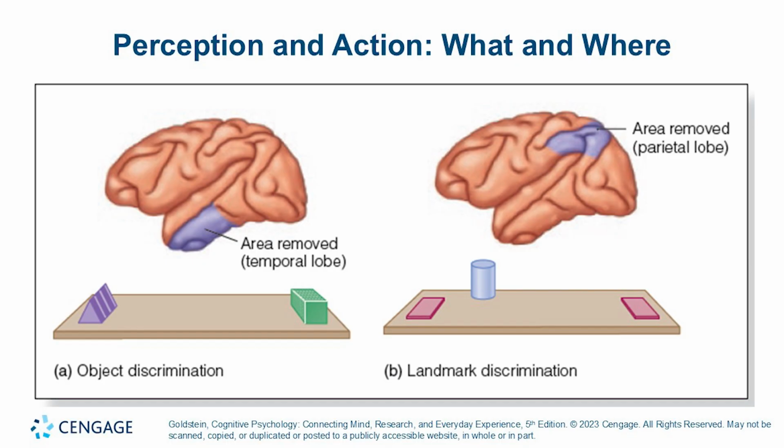And the monkeys that were trained in this task, some of them had the parietal lobe partially removed, and that disrupted the dorsal pathway, the where and action pathway.